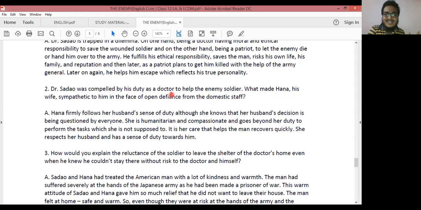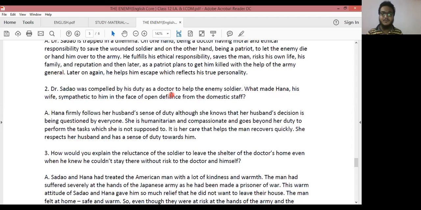Everyone was against him. What made her stand up to protect her husband? What is the reason why she was, we can say, sympathetic towards that enemy? Hannah firmly follows her husband's sense of duty. Okay, she follows her husband's sense of duty, although she knows that her husband's decision is being questioned by everyone. She is humanitarian and compassionate.